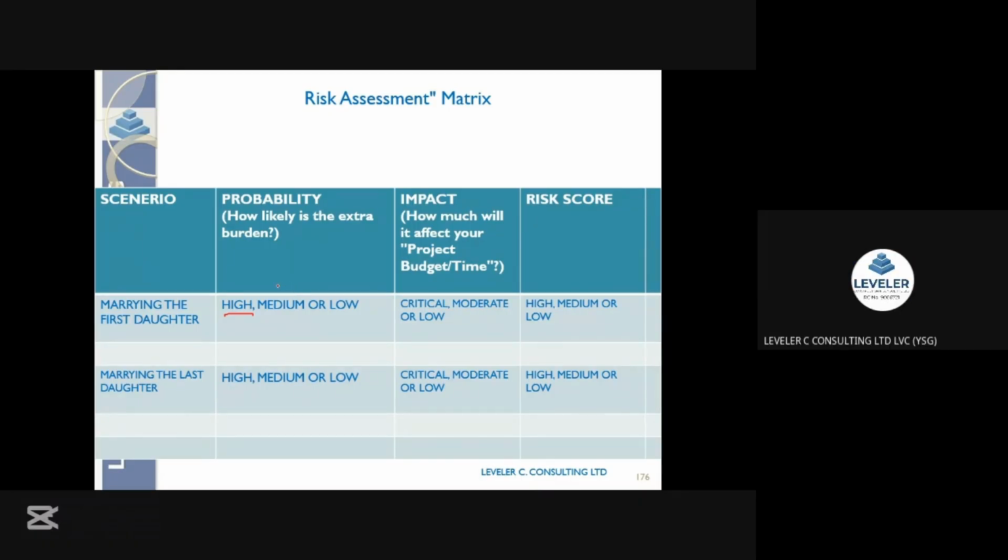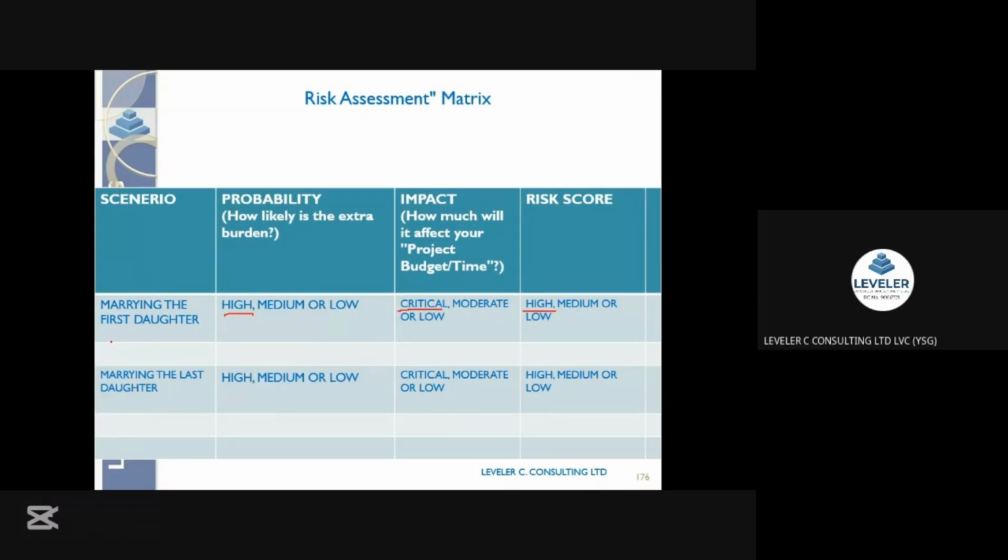Critical, okay. So let's say you are marrying the first daughter, you need to also train her in school. So it's going to be critical, okay? Yes. So what is the risk? Is the risk high, medium, or low? Very high. Okay. This is very high. Have you married a first daughter before? No.